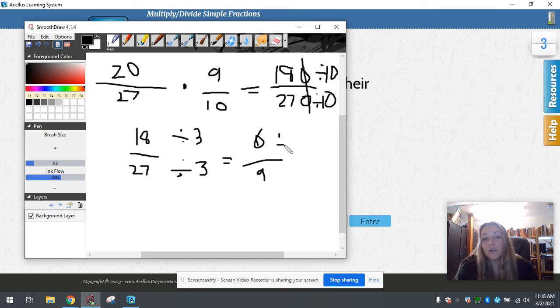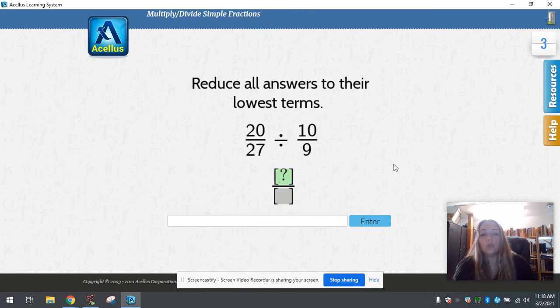6 and 9 are also both divisible by 3. I'll do that again until I cannot reduce any more, until there are no more common factors. 6 divided by 3 is 2. 9 divided by 3 is 3. So I've reduced this down to 2/3.